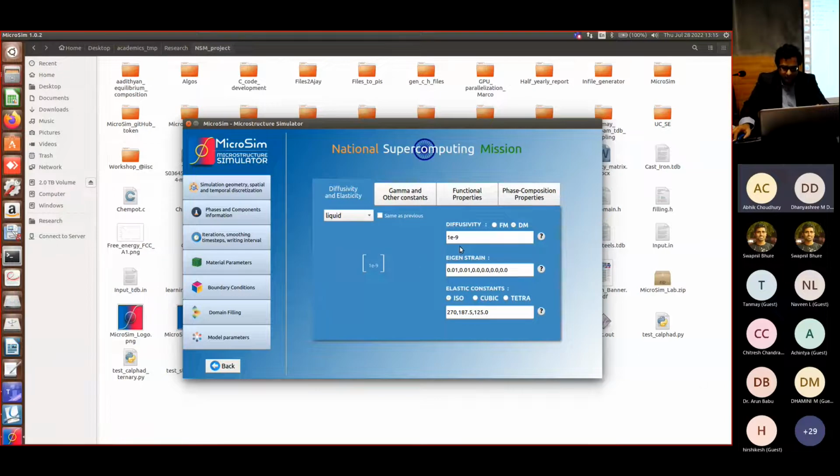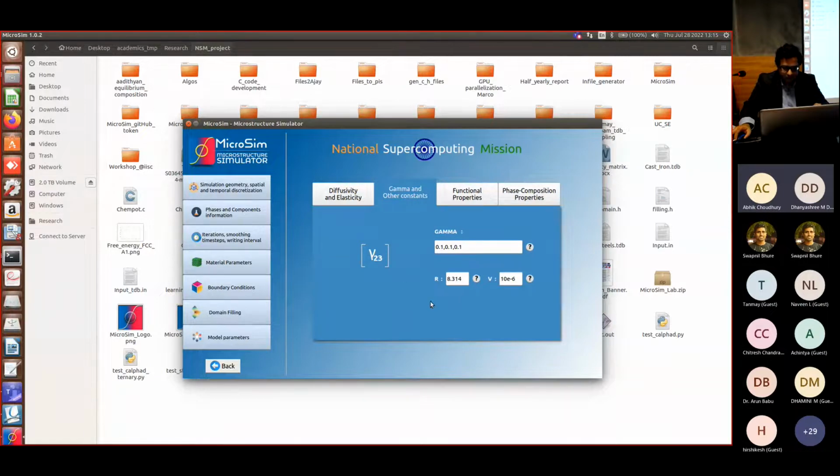OK, so I'm going to fill in 1e minus 9 as I did before, because typically now I can go with gamma. And again, you can go to each one of them. It will tell you which interface you're filling up. So 0.1, 0.1, 0.1, for example, are now filled up with all interfacial energies the same.